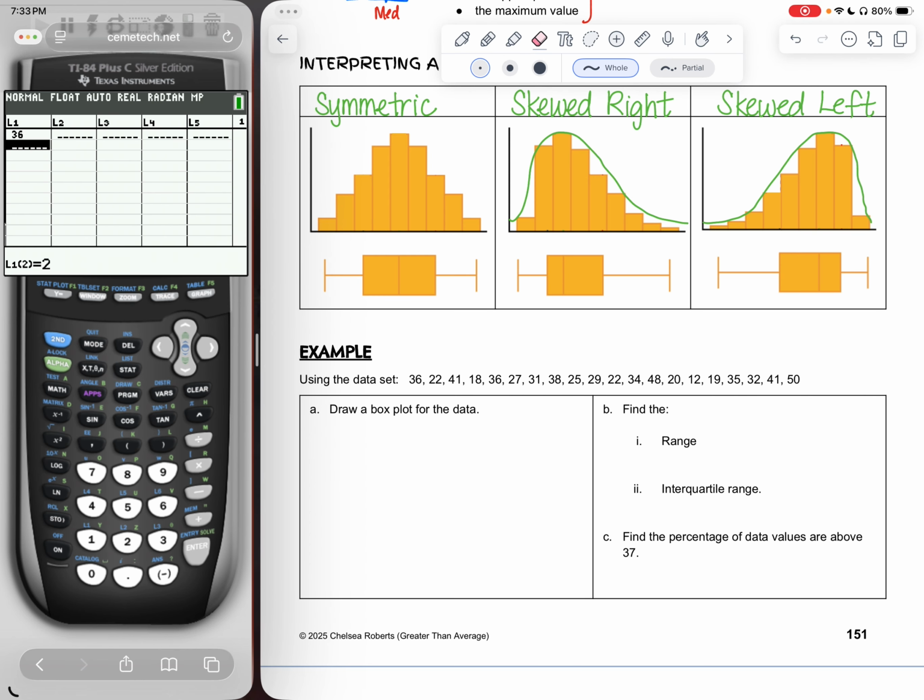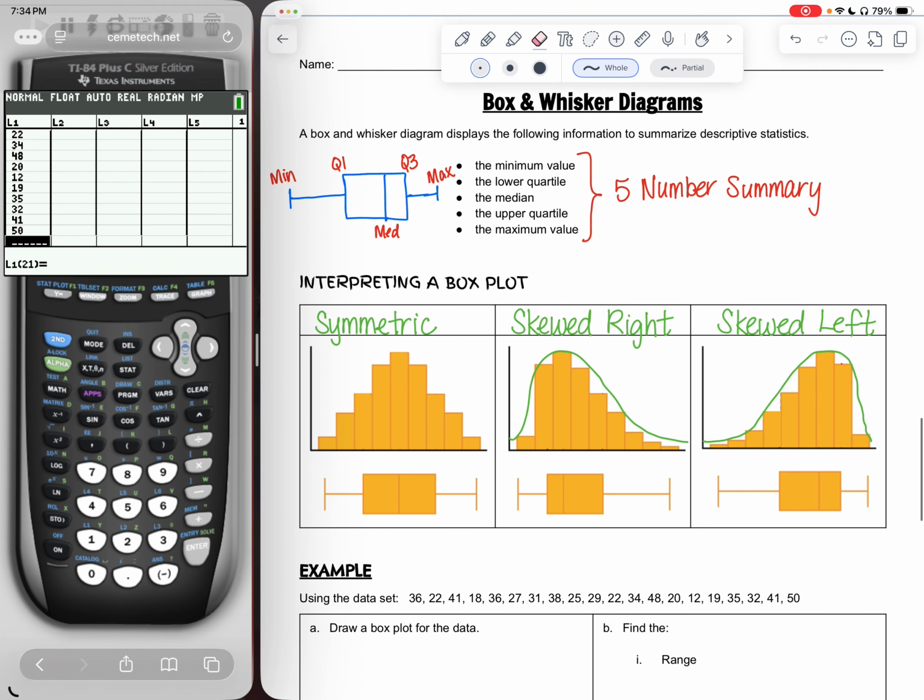So we have 36, 22, 41, 18, 36, 27, 31, 38, 25, 29, 22, 34, 48, 20, 12, 19, 35, 32, 41, and 50. So those are our numbers. What we can do is calculate the five number summary.